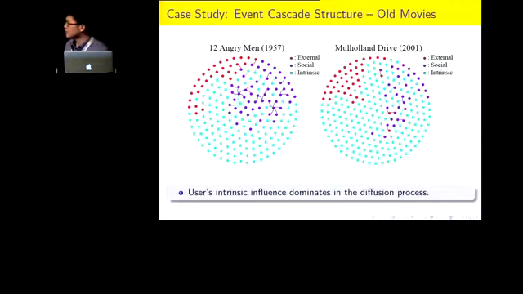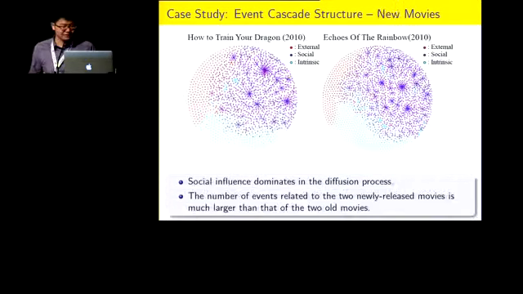And from this figure, we can see that the user's intrinsic influence dominates in the diffusion process of the 2 movies. That indicates the user would like to watch or rate the old movies according to their own preference. And next is the event cascade structure of the 2 new movies. And we can see that this is quite different from the two old movies.